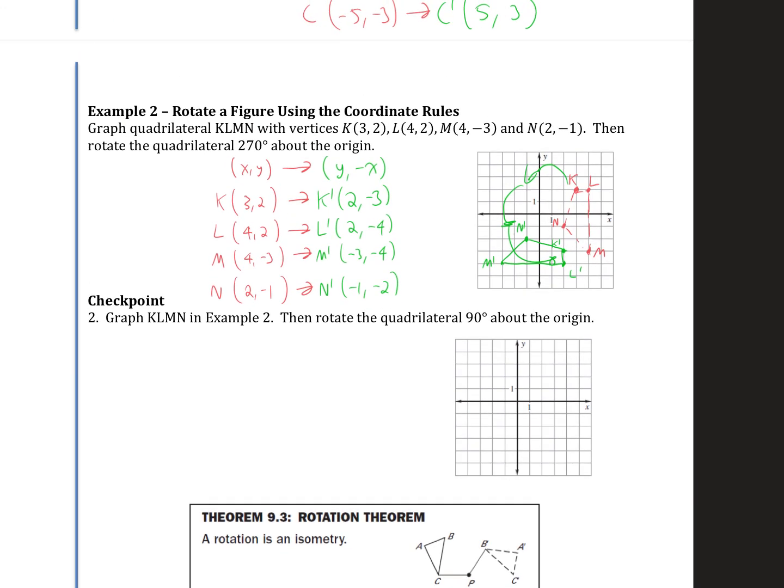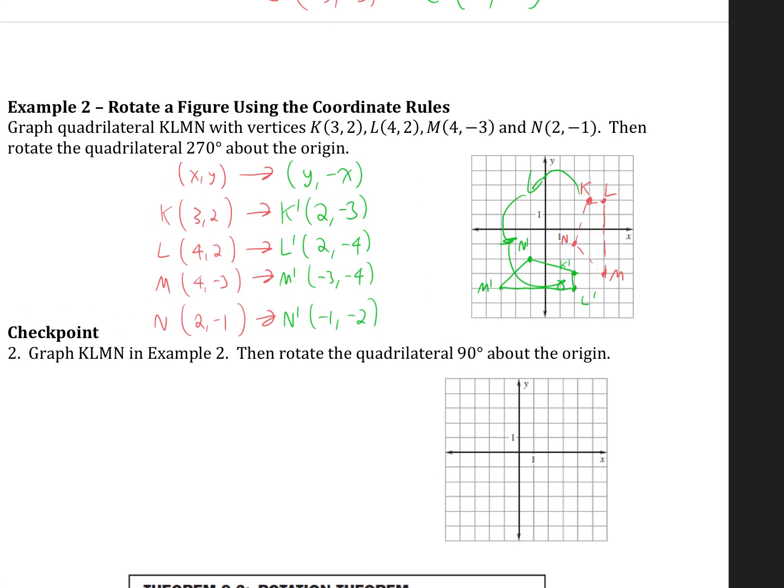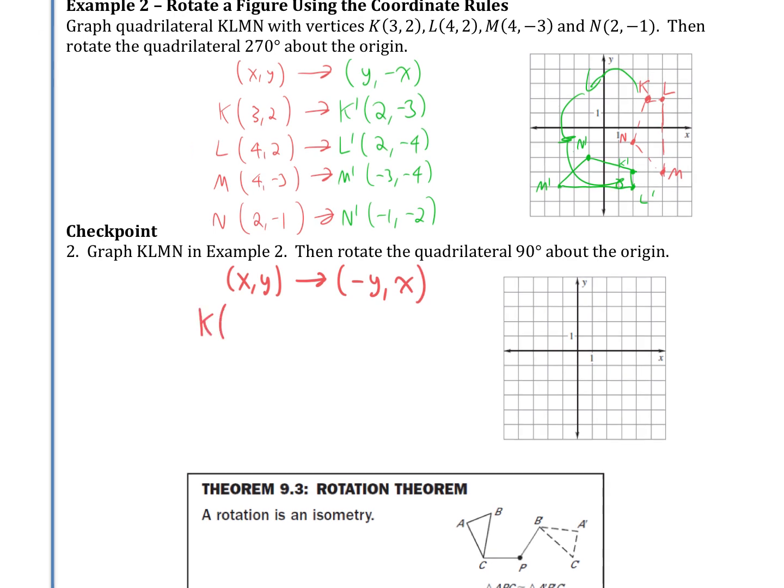For the checkpoint, why don't you guys go ahead and do the checkpoint? Go ahead. All right, so we're doing the same points, K, L, M, N, and we're rotating 90 degrees. So what's the rule going to be? Well, the rule is going to be, we have x, y goes to what? Well, a 90-degree rotation is going to be the opposite of y and x, okay? And we have K, L, M, and N. And the points are, again, 3, 2, 4, 2, 4, -3, and 2, -1.